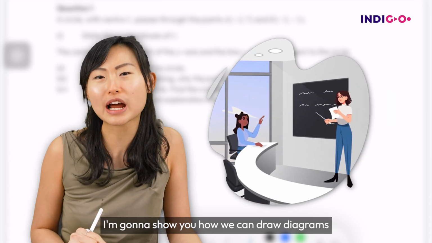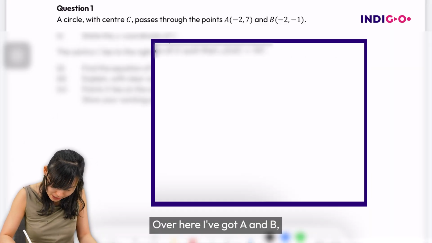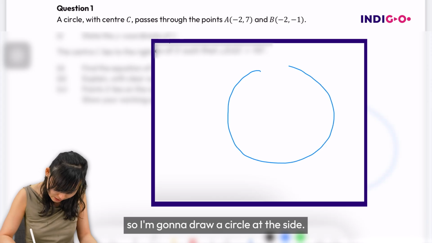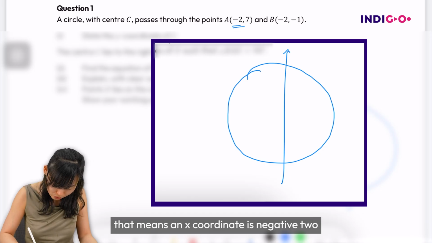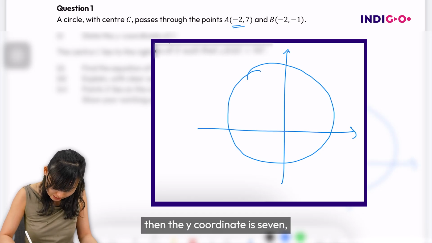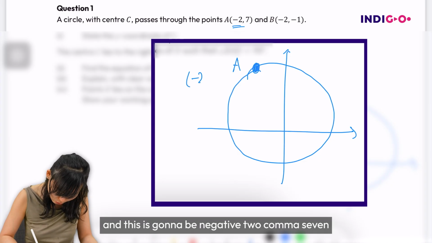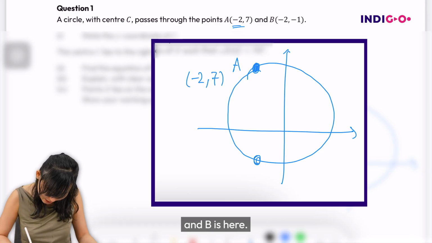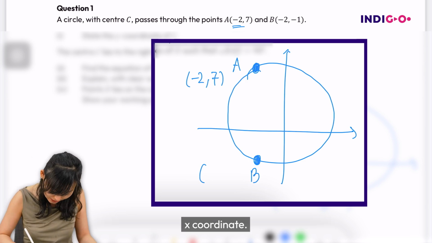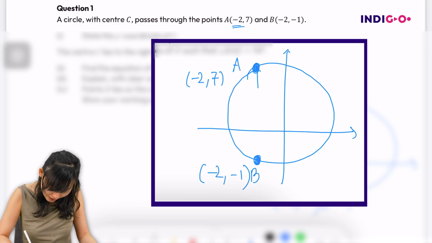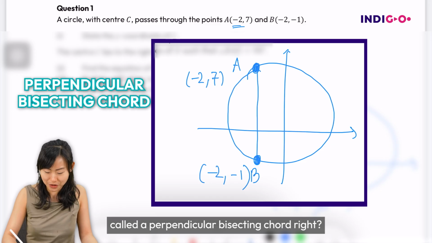I'm going to show you how we can draw diagrams to help us see really clearly what the center is. Over here, I've got A and B, so I'm going to draw the circle at the side. As A has x coordinate -2, the y coordinate is 7, so maybe A is here. Let's draw A here, this is (-2, 7), and B is here. You realize both points A and B have the same x coordinate. This is (-2, -1). If it's the same x coordinate, we can make use of this thing called a perpendicular bisecting chord, right?